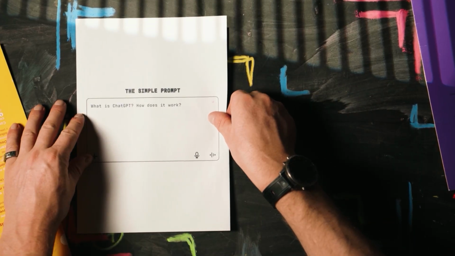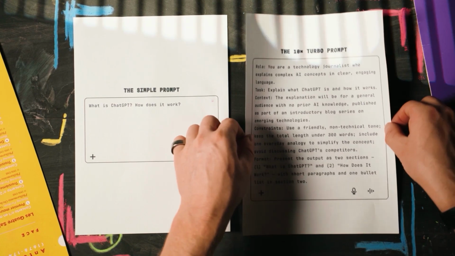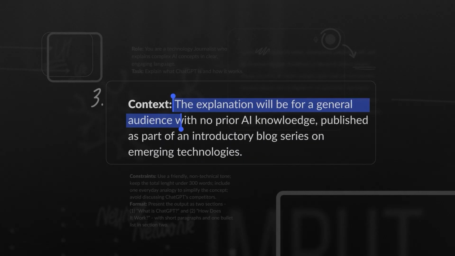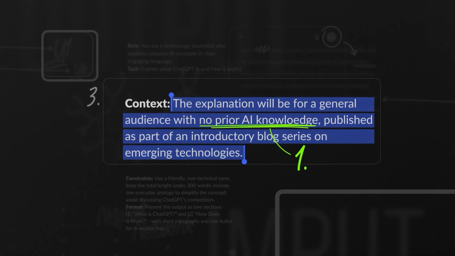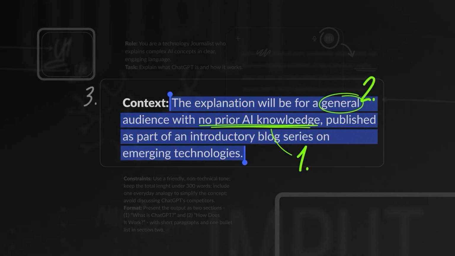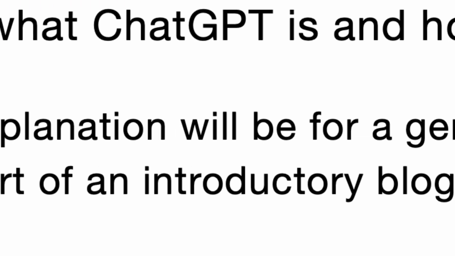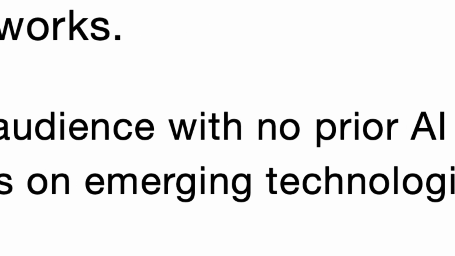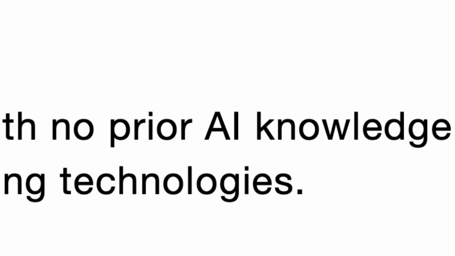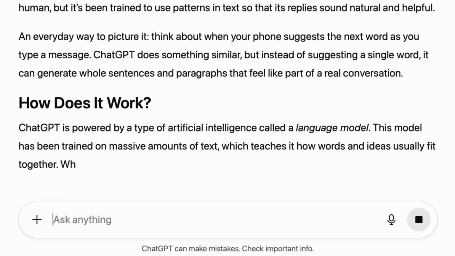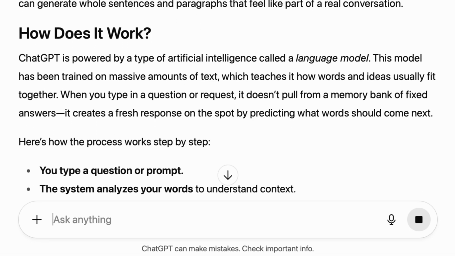Now, let's zoom back into our example and compare these two prompts side by side. You can easily spot that the turbo prompter's version has 3 critical context clues the original does not have at all. First, it says the explanation is for general audience with no prior AI knowledge. Second, it's framed as a part of a beginner-friendly blog series on new technologies.